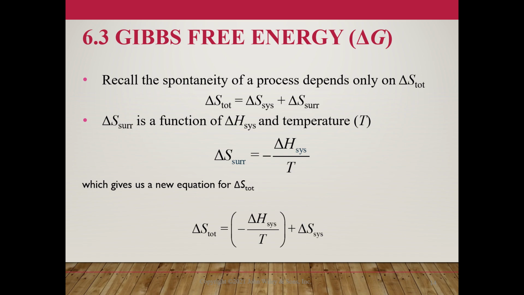Recall that spontaneity of a process depends only on the total entropy. The entropy of the surroundings is a function of the enthalpy of the system and temperature, T, such that the entropy change of the surroundings is the enthalpy change of the system of the chemical reaction divided by the temperature the reaction occurs at, multiplied by negative 1. So the equation for total entropy is negative delta H of the system over T plus the entropy change of the system.